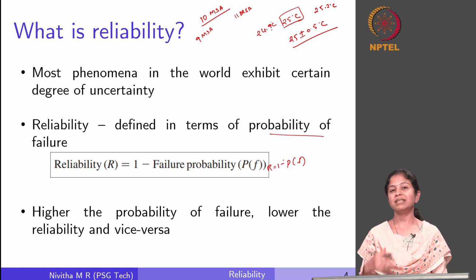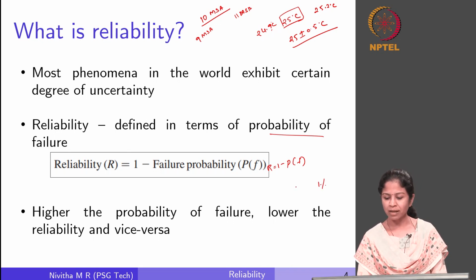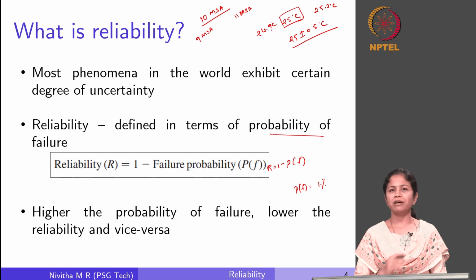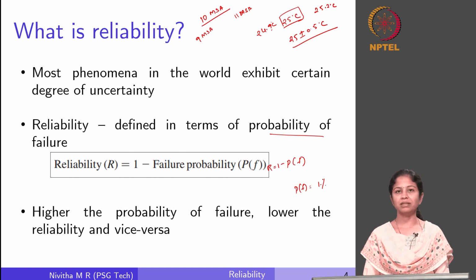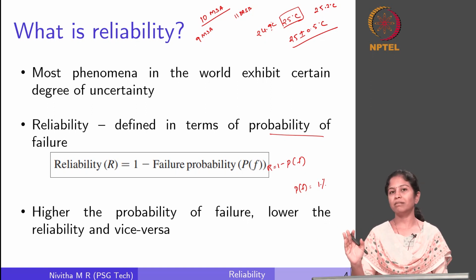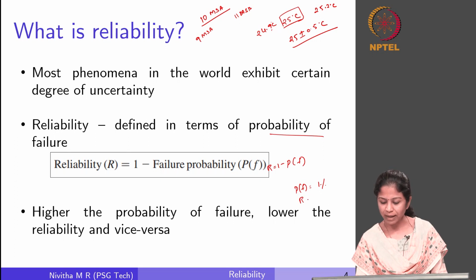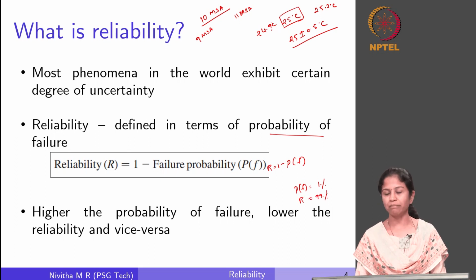So if a system has a higher probability to fail, then it is considered to have a lower level of reliability. So if I have designed a process which has only 1% as the probability of failure, so I have considered all the scenarios, let us say, and I am able to say that I am 99% sure that it will deliver the desired performance, right. Then my probability of failure is only 1%, my reliability is going to be 99%.